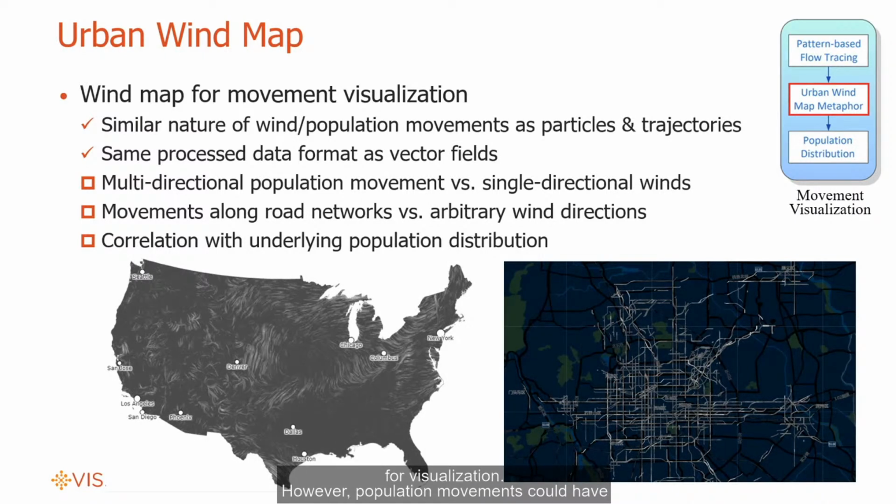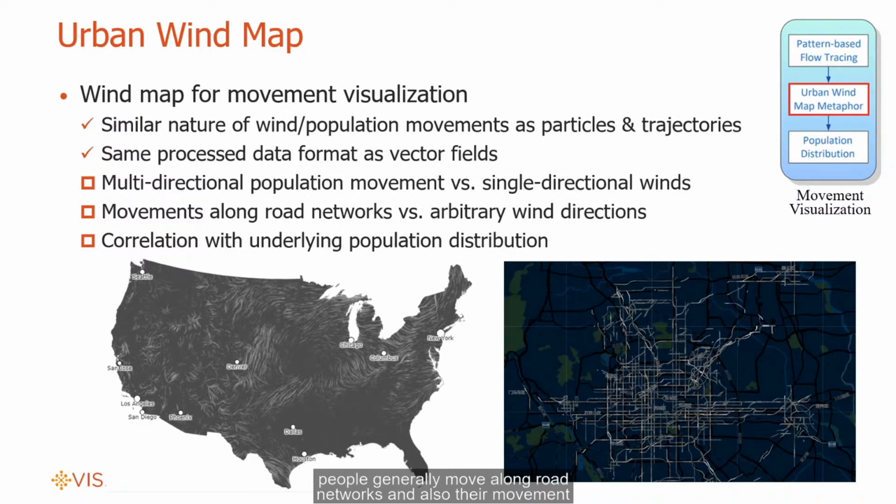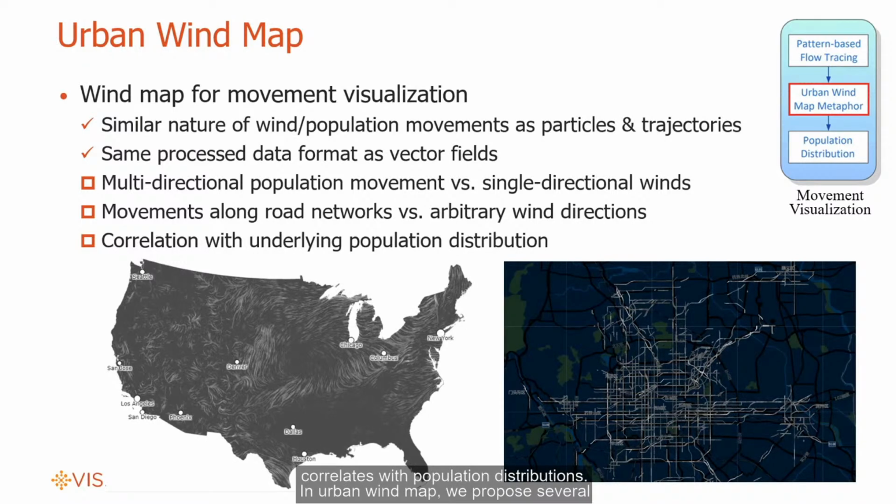However, population movements could have multiple directions from the same location. People generally move along road networks, and also their movement correlates with population distributions. In the urban wind map, we propose several techniques to adapt to this difference in design.